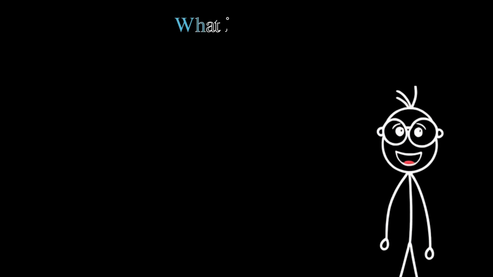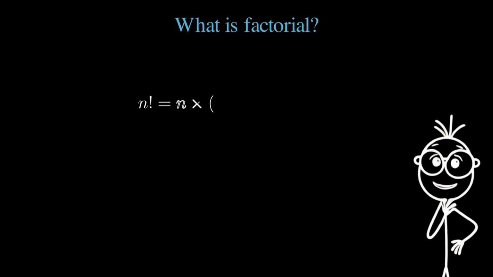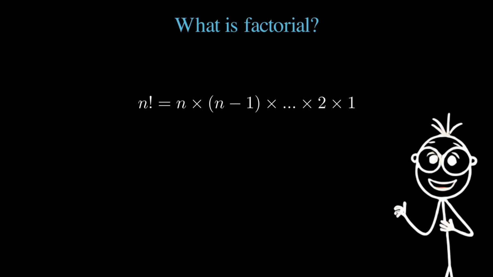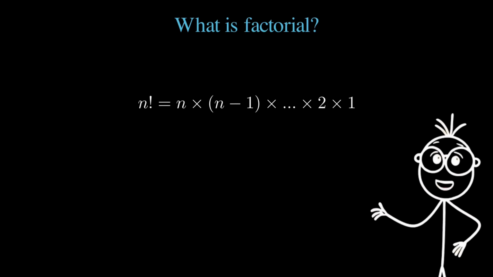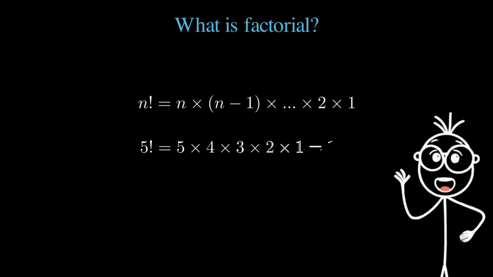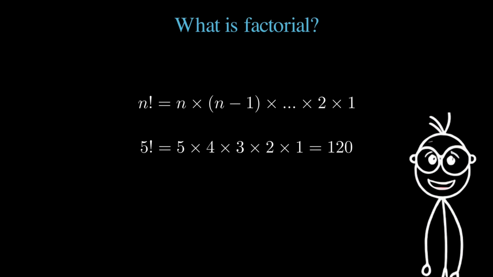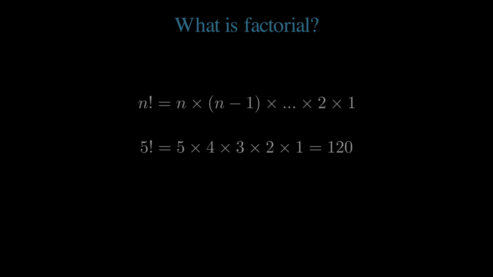First, recall what factorial means. For any positive integer n, factorial is the product of all positive integers from 1 up to n. So 5 factorial equals 5 times 4 times 3 times 2 times 1 equals 120. But what about 0 factorial? There are no numbers to multiply.